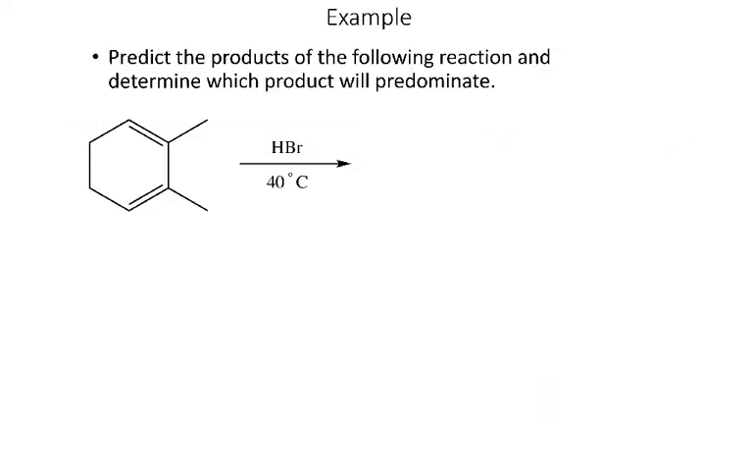Okay, so let's finish off with an example. We want to predict the products of the following reaction and then determine which will be the major product. Now, in the last video, we had an asymmetric molecule that looked kind of similar to this one, and so we had to be more careful and draw out all of our possible carbocations. I think in this case, it's a little bit easier because this one is symmetric, and so I don't need to draw all of them out.